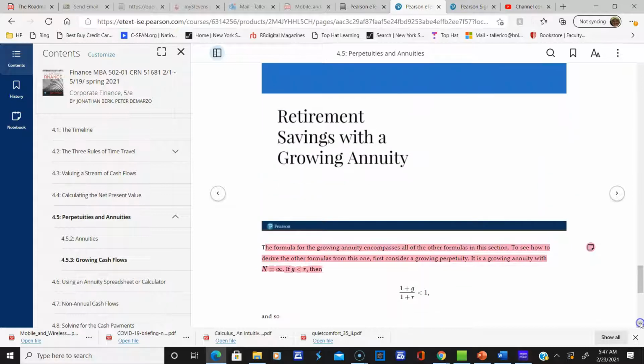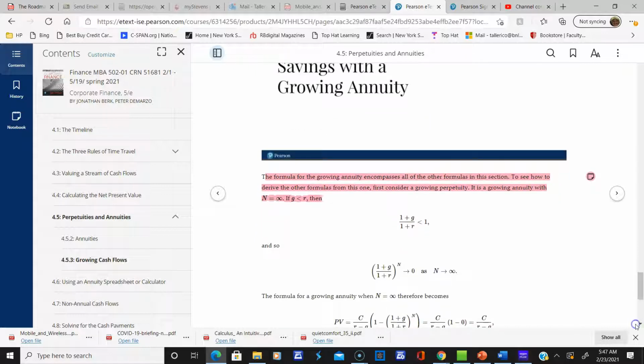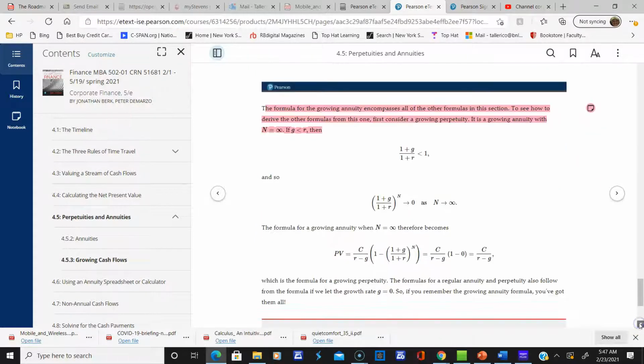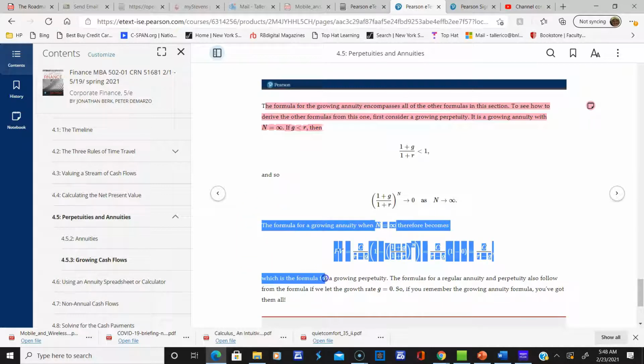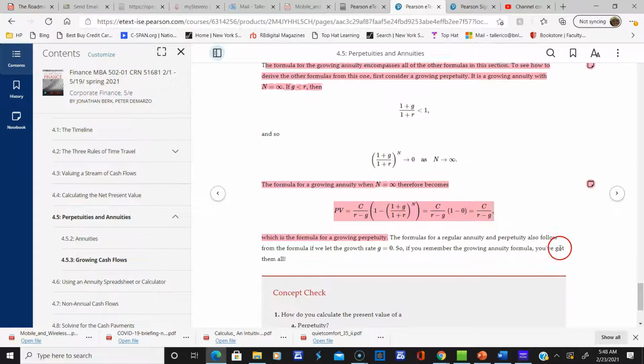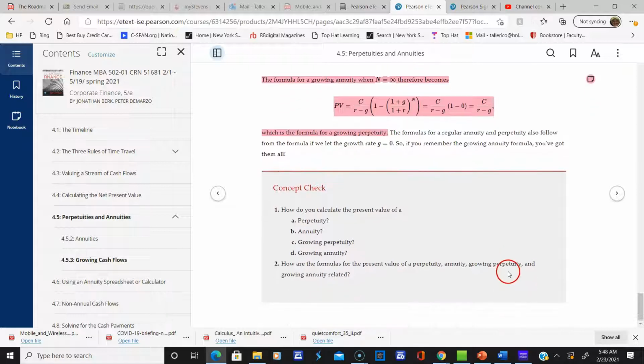All right, so that was a good example. I want to get right to the equation for the growing annuity, and here it is. Now, this is if n is equal to infinity, so it simplifies to the growing perpetuity. The important point here is what happens if n hits infinity, and so this is the growing perpetuity. Okay, that's it for that.